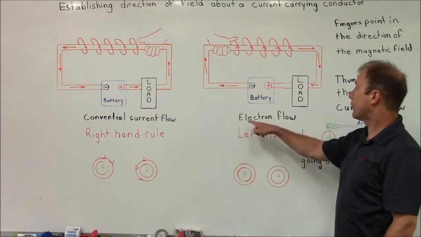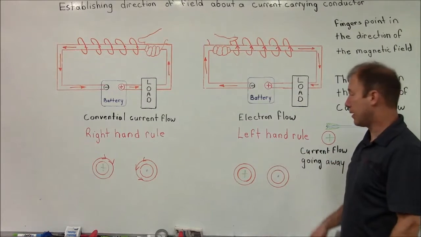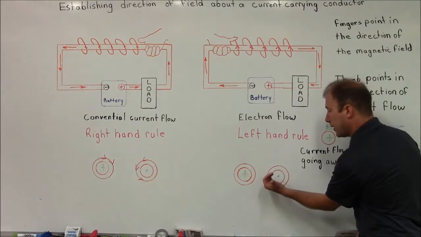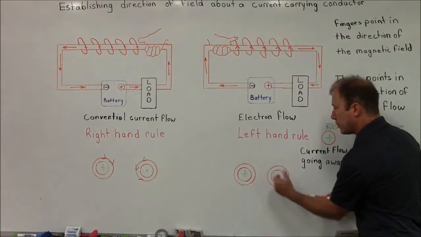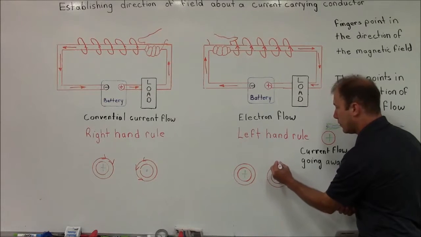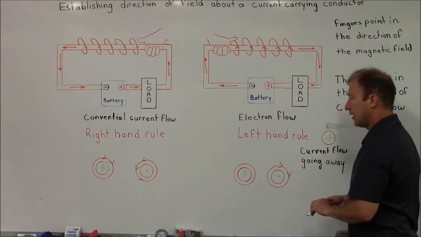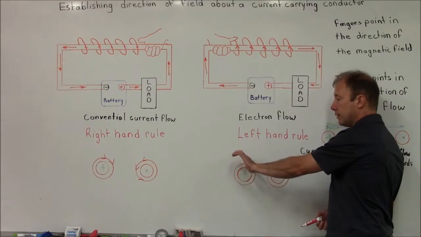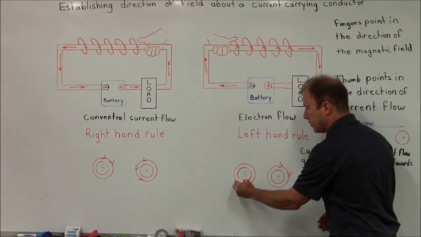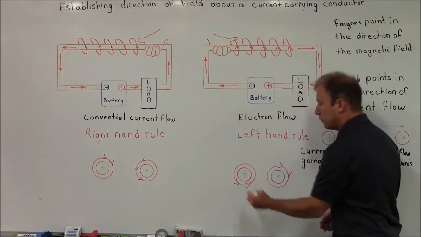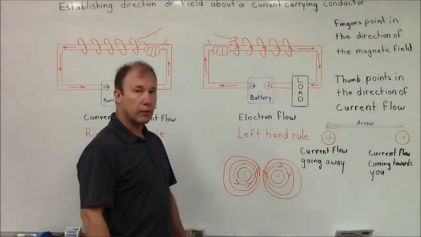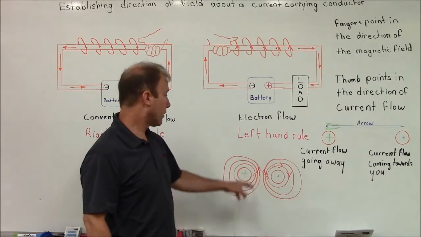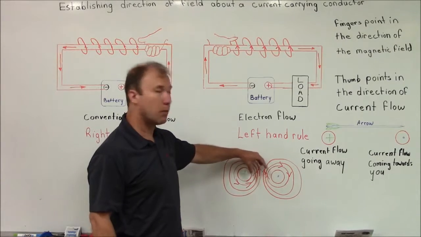Now, if we're using the electron flow, we're going to use the left-hand rule. In which case, this one here is pointing out. So the direction will be this way. And here, the current is going in, so the direction of the field will be this way. Now, if we look closely at these two fields, we can see that they're in opposite directions. So the fields are opposing each other.